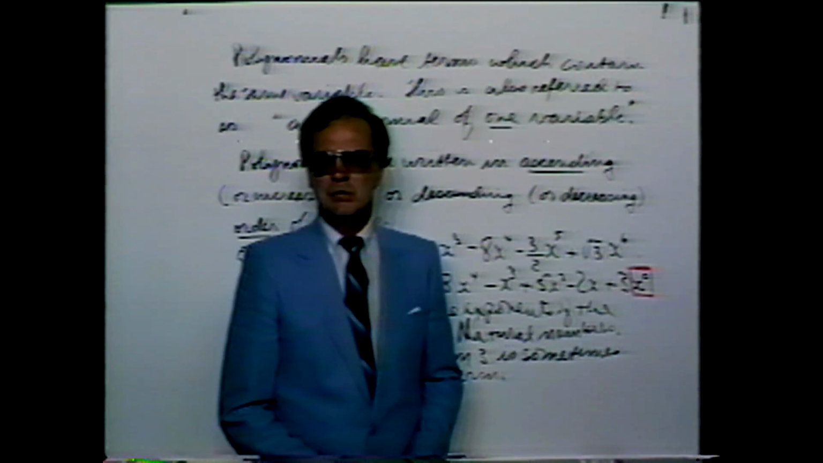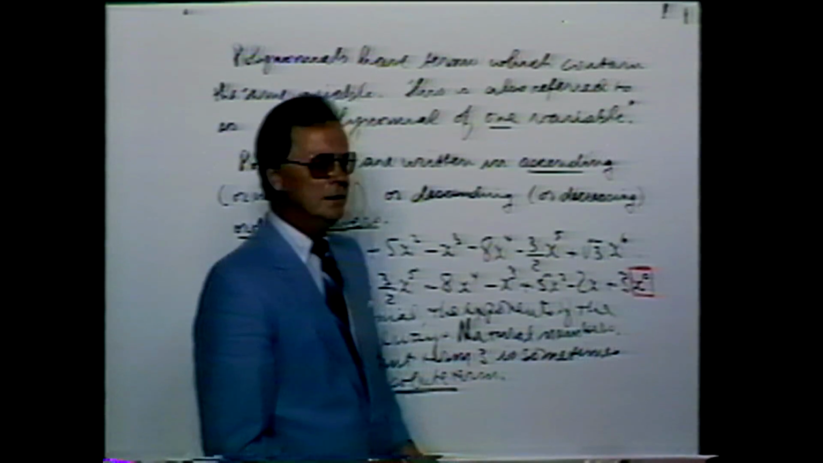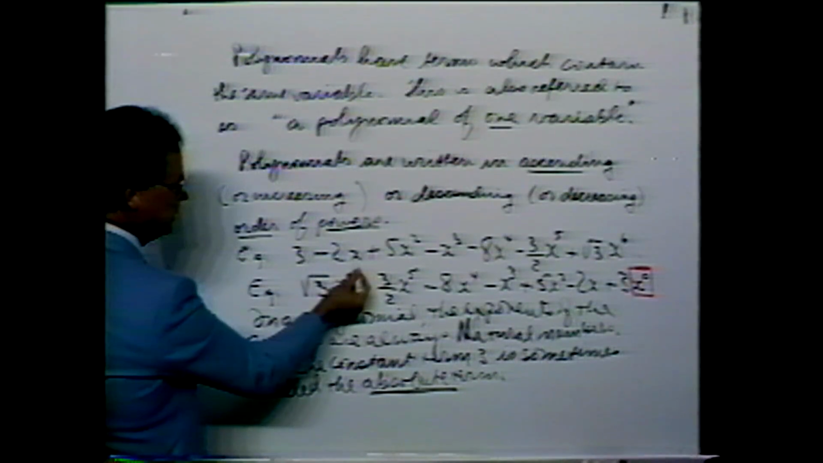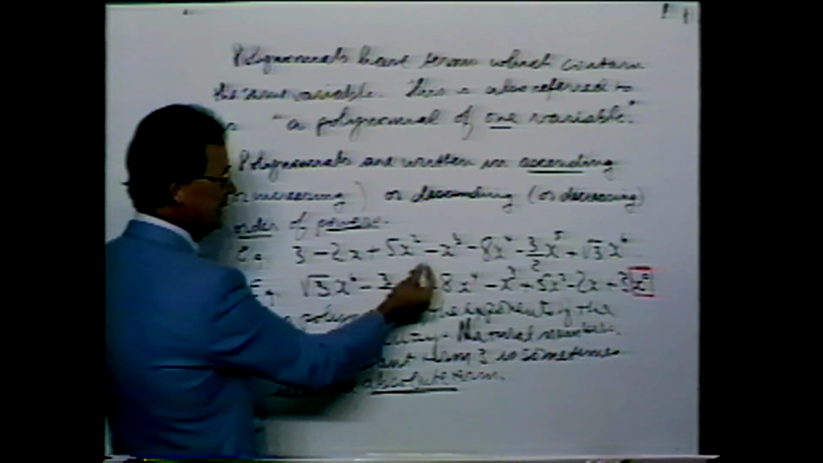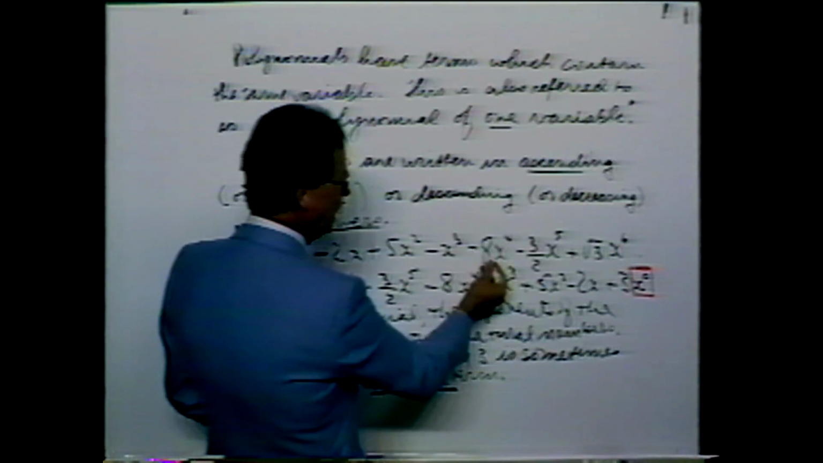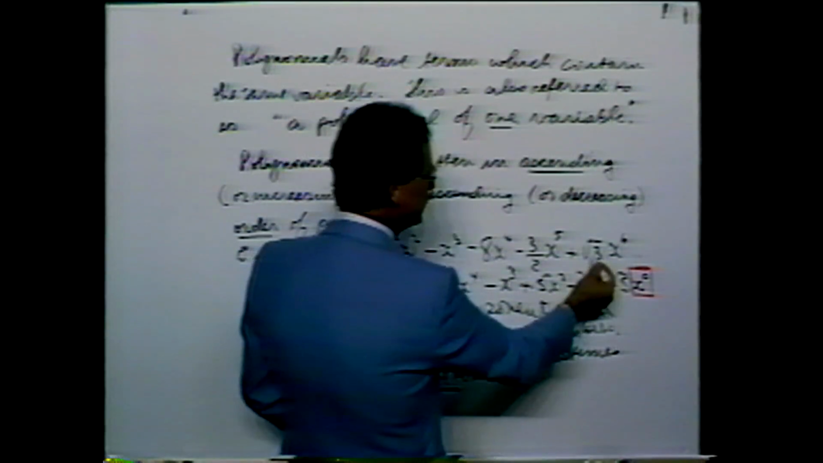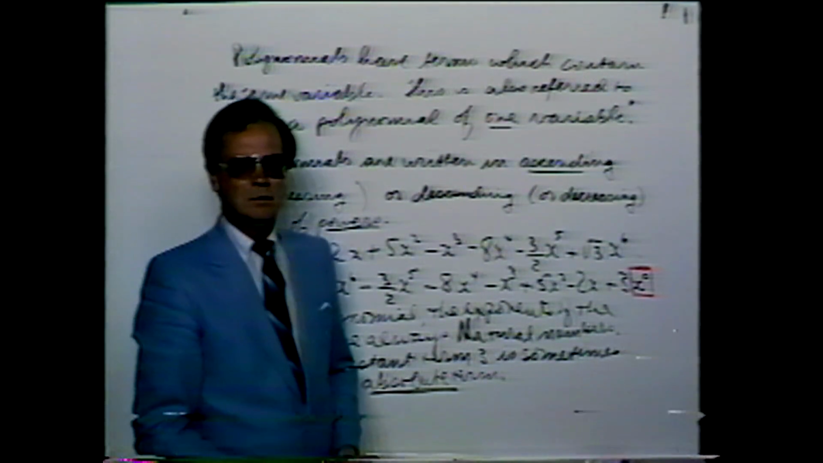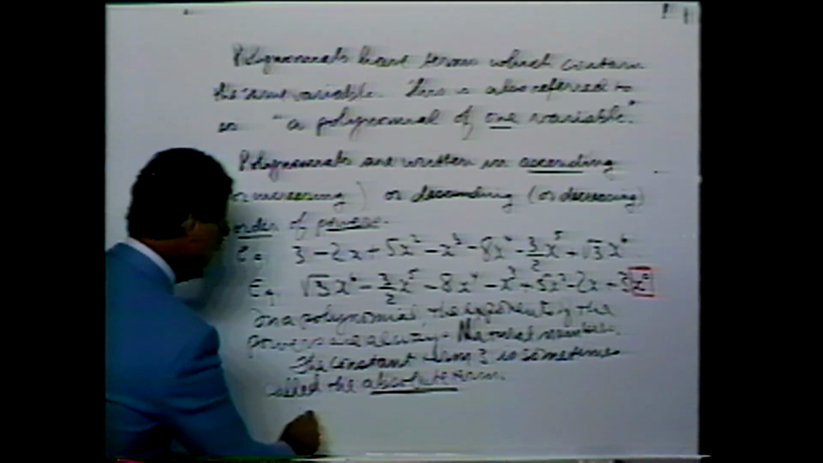the coefficients of each term can be any real number. Here we have the coefficient of x, which is 2, negative 2. Here it's positive 5, negative 1, negative 8, negative 3 halves, a rational number, and the square root of 3, an irrational number. Each coefficient can be any real number.